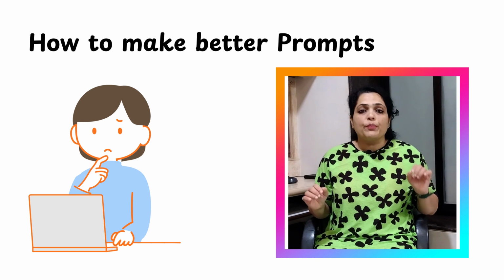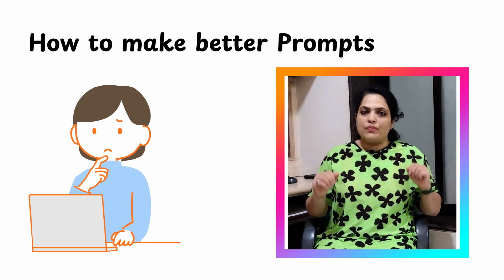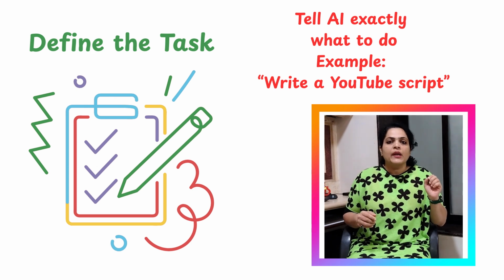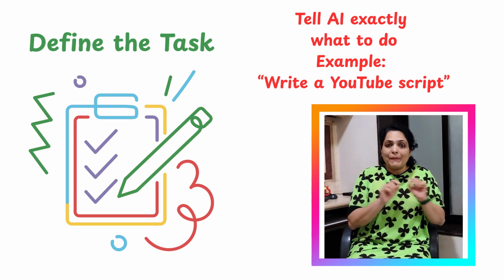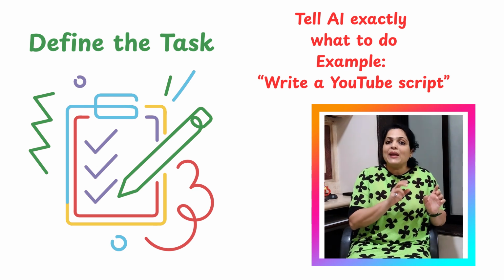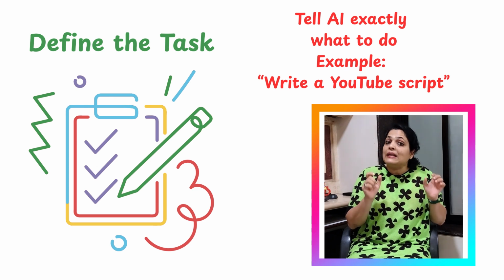So there are 6 components to generate better prompts. The first component is defining the task. Here you clearly state to the AI what you want from it. For example, you can mention make me a YouTube script, write me an email, make me an image. All these are prompts where you are defining the task.